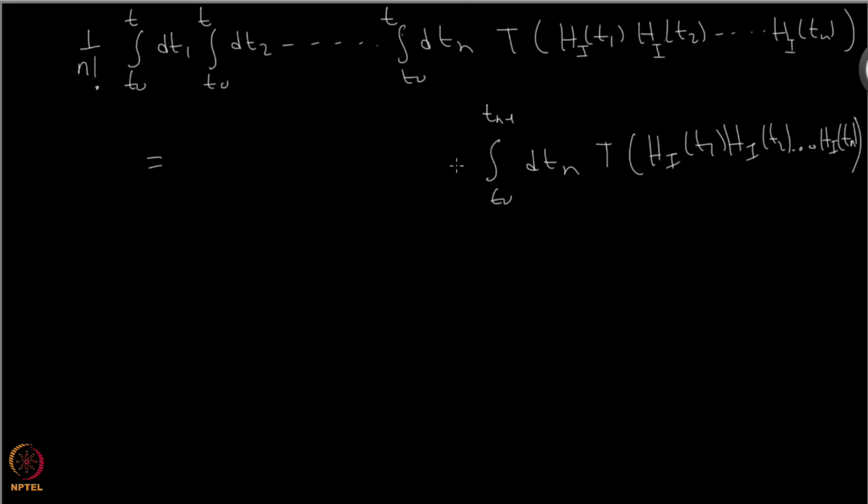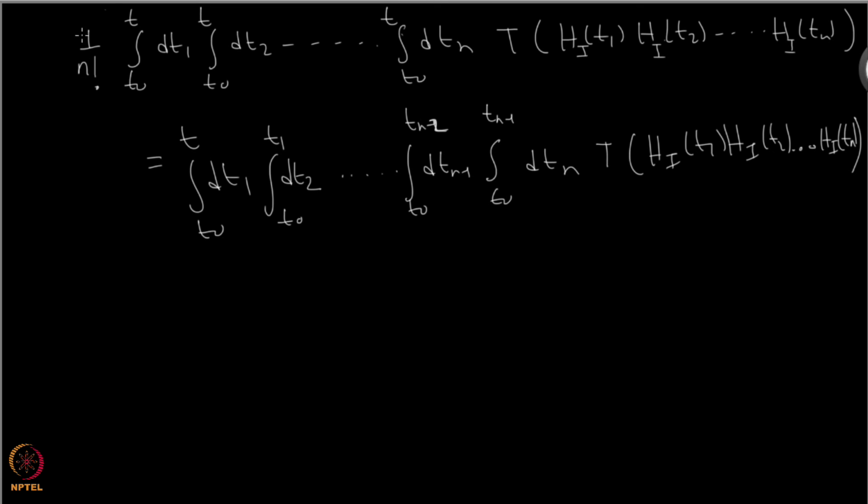Okay, and this one dtn minus 1, this one will go from t naught to tn minus 2 and so forth, and this goes to dt2 from t naught to t1, and this one will be dt1 from t naught to t. Okay, so now you see I have changed the upper arguments to t and I have got 1 over n factorial.